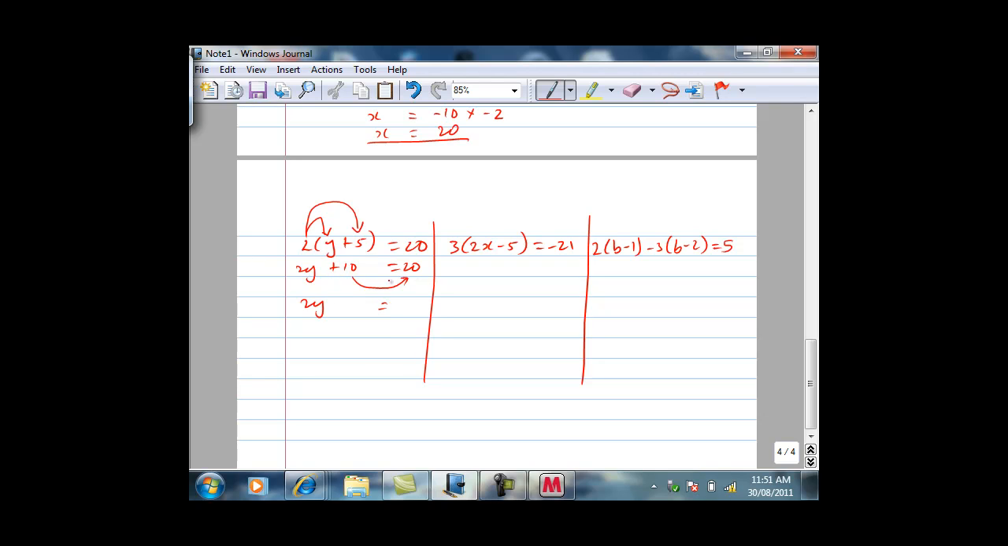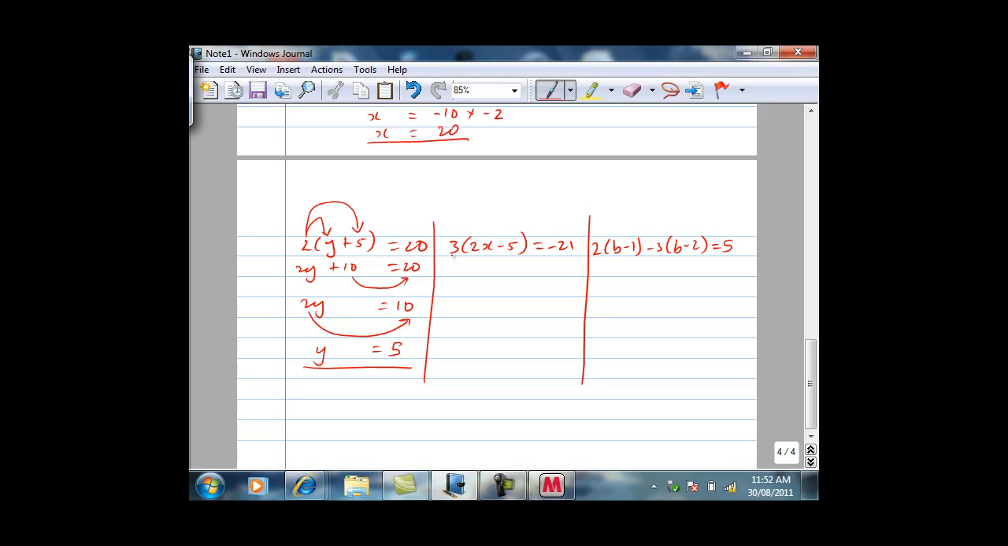It's an addition there, so on the right hand side it becomes subtraction. So 20 minus 10 is 10, and then I'll take the 2 to the right hand side. It becomes a division, and the answer is y is equal to 5. I can do the same here.